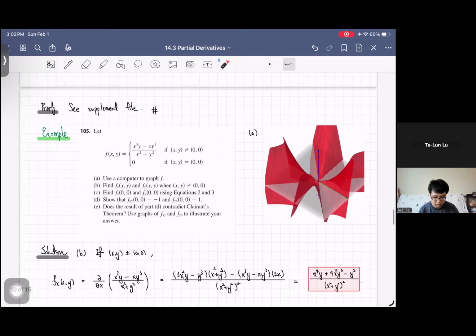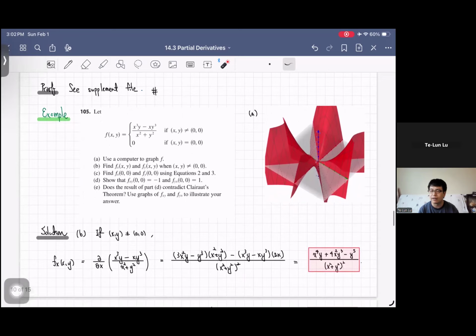Okay, so after that, let's see a counterexample of Clairaut's theorem. By counterexample, I mean there will be some function that does not have the same mixed derivatives, f_xy is not f_yx. First of all, this function is defined by (x cubed y minus x y cubed) divided by (x squared plus y squared) whenever (x, y) is not the origin. And you have the definition to be 0 when (x, y) is the origin.